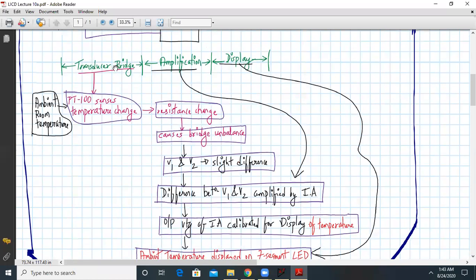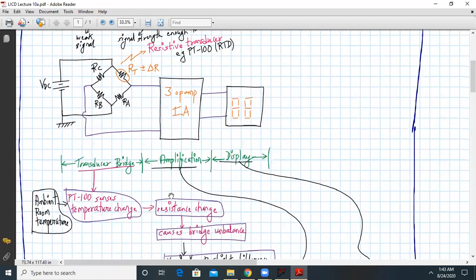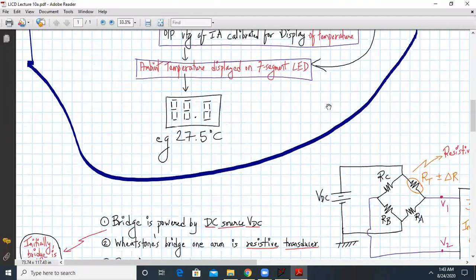So it consists of 3 phases. One is the bridge phase. In that we have a temperature transducer incorporated within. So any fluctuations in the temperature causes the fluctuations in the resistance, which causes the fluctuations in the bridge unbalance. And those fluctuations in the voltages are picked up by the instrumentation amplifier, amplified, and used to drive the LED display, which will display the actual ambient temperature. So this was the whole process.